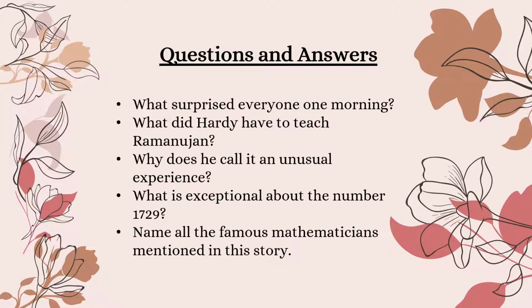The next question: what is exceptional about the number 1729? Well, this number is the smallest number expressible as the sum of two cubes in two different ways. It is a very interesting number. It is indeed very difficult to solve the sum of two cubes in two different ways which equals 1729. Only a mathematician can do it.